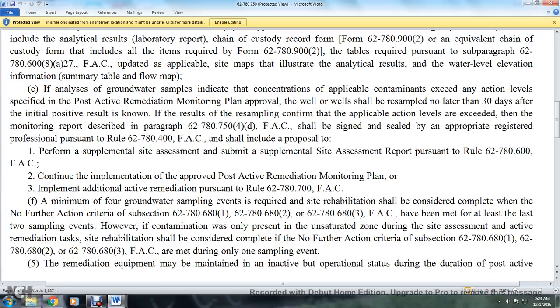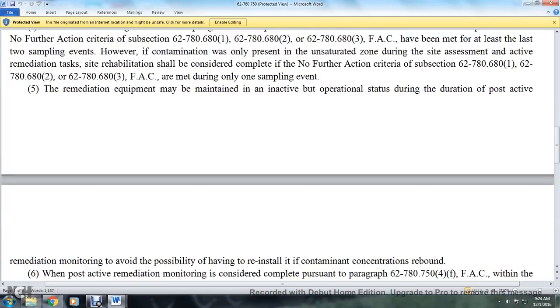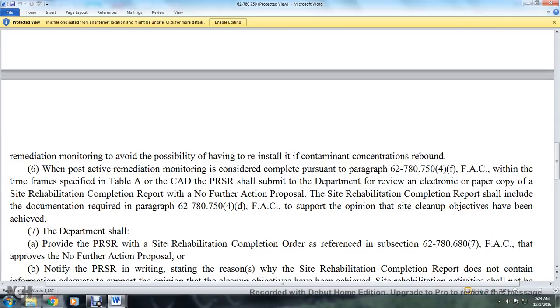A minimum of 4 groundwater sampling events is required. Site rehabilitation should be considered complete when no further action criteria of subsection 62-780.680 or 62-780.682 and 62-780.683 have been met in at least the last 2 sampling events. However, if contamination was only present in the unsaturated zone during the site assessment or active remediation plan task, site rehabilitation should be considered complete with no further action criteria of subsections 62-780.681, 62-780.682, and 62-780.683, Florida Administrative Code, met during only one sampling event. The remediation equipment may be maintained in inactive operational status during the duration of post-active remediation monitoring to avoid the possibility of having to reinstall it if contaminant concentrations rebound.